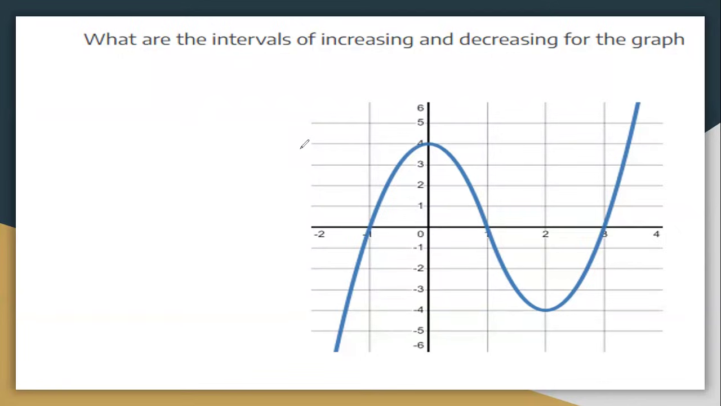Union from 2 to infinity. Very good. Decrease between 0 and 2. I agree with you. Let me hope members now are getting that. Infinity, yes.